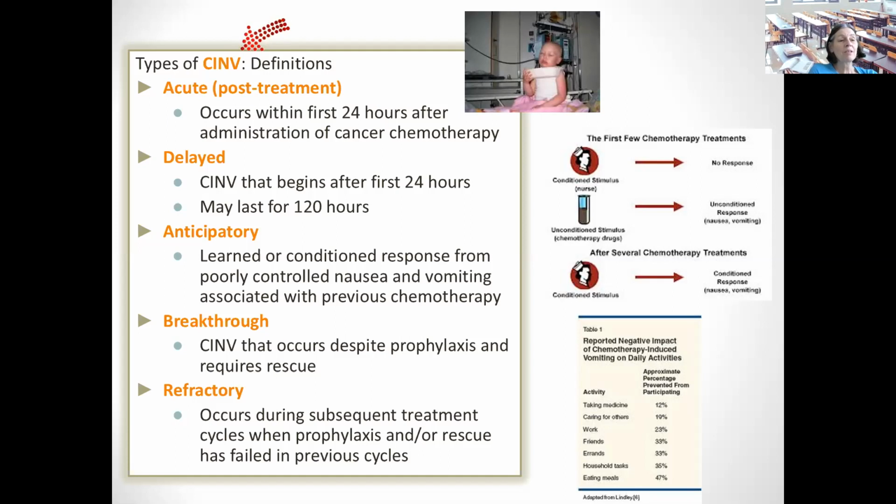Nausea and vomiting, patients say, interfere with their ability to run their errands, to play with their children, to work, just general overall ability to communicate with others. Their overall activity level decreases. It's just debilitating.